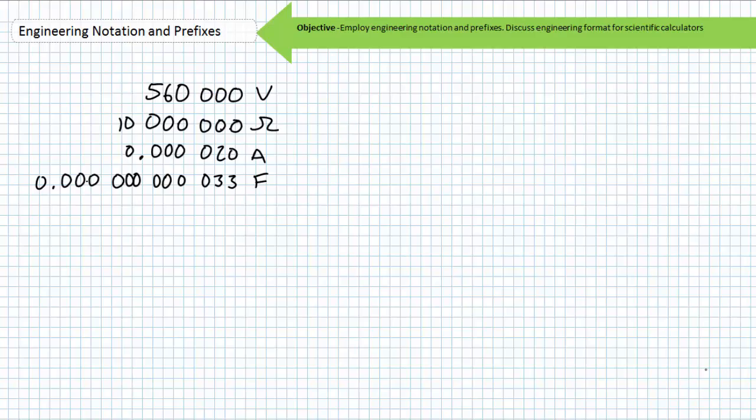The goal of engineering notation and engineering prefixes is to make unusually large and unusually small numbers easier to write, read, and most importantly, conceptualize. Consider the unwieldiness of numbers like 560,000 volts, 10 million ohms, 0.0000020 amps, and 0.00000000033 farads. At first glance, all the zeros blend together like a herd of zebras trying to confuse a predator.